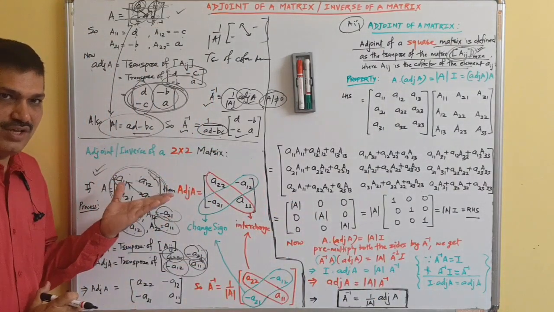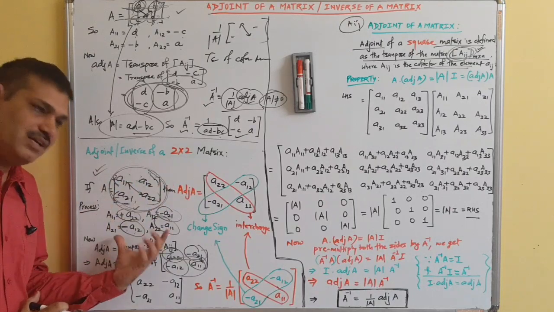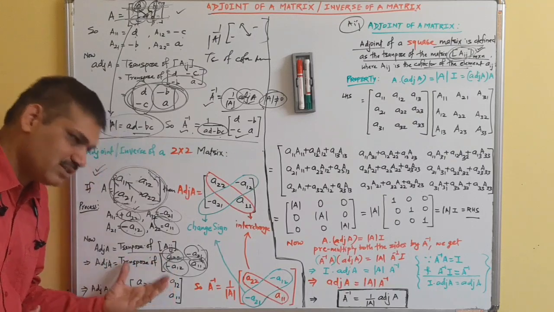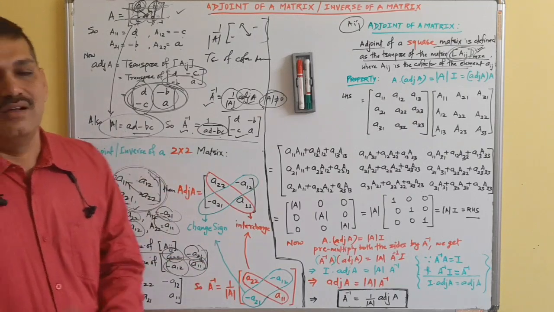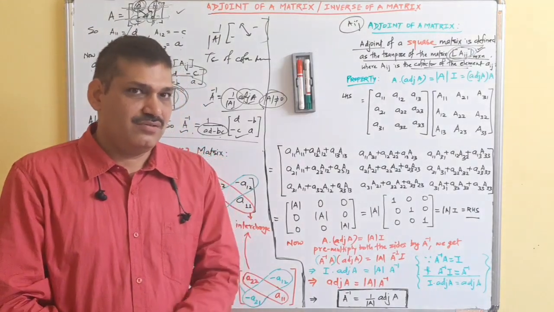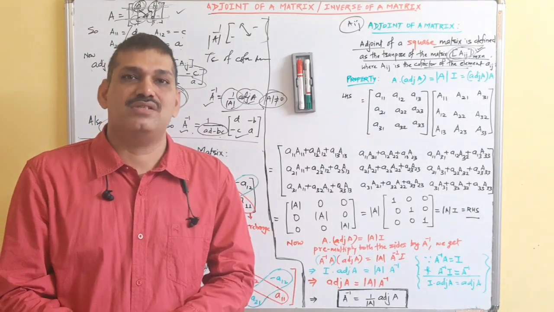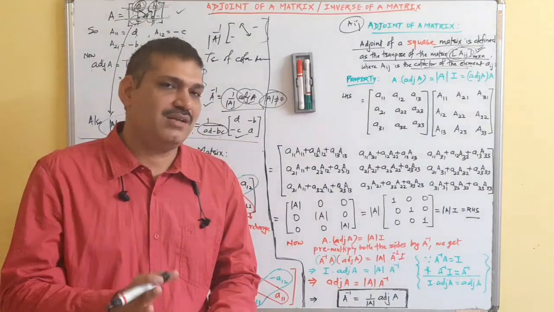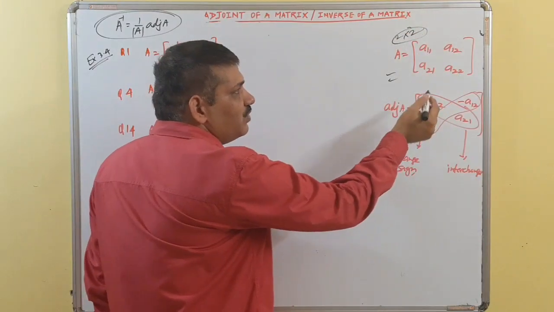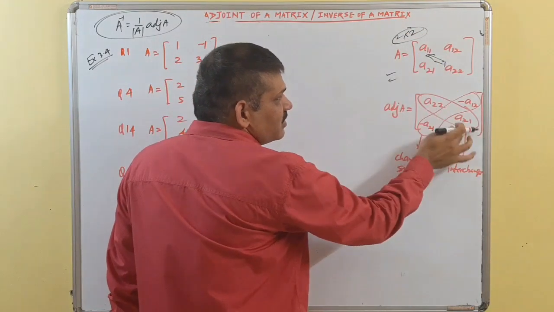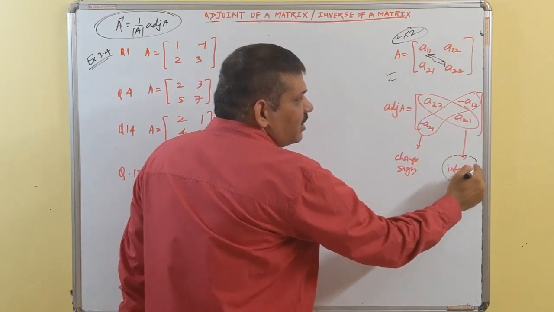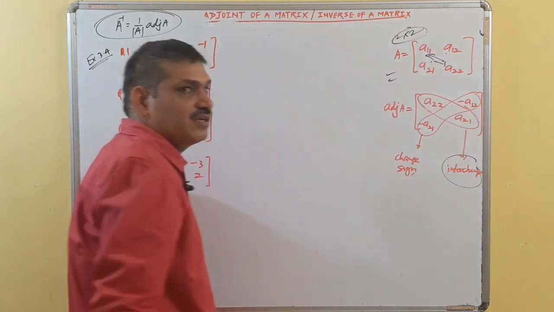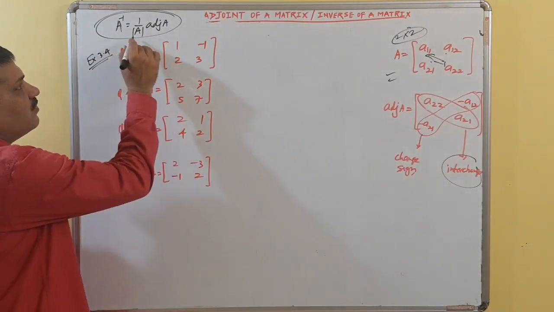If we were to show the full process, we would find the adjoint of A with the help of cofactors, find the transpose of the cofactor matrix, and then divide it by the determinant of A. That is how we do it. Now we can practice the questions which we did in the previous chapter on matrices. For a 2 by 2 matrix, we interchange the elements of the leading diagonal, change the sign of the non-leading diagonal elements, and the inverse is given as 1 upon determinant.